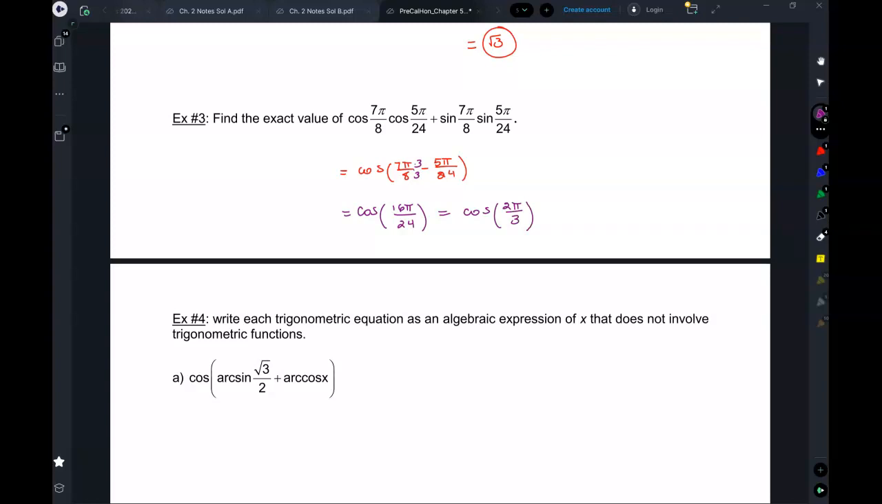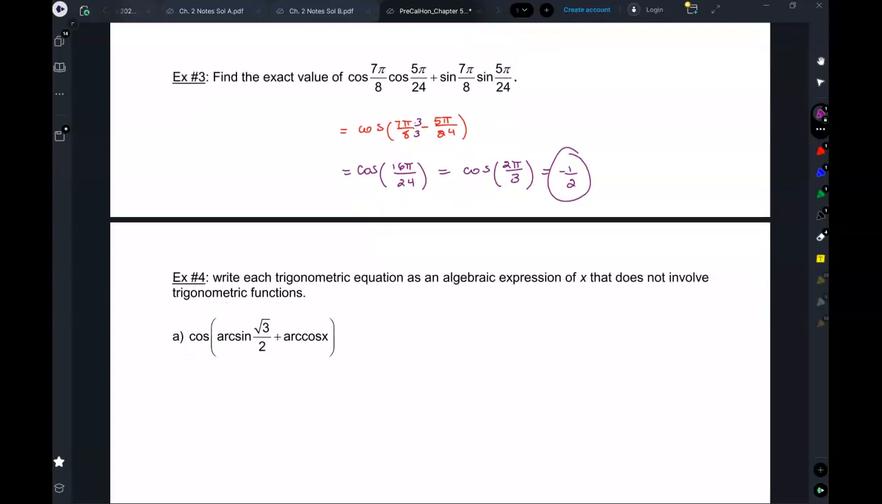Oh my God, and I totally know what cosine of 2 pi over 3 is. How much is it? A little bit over. Negative a half. Negative a half.